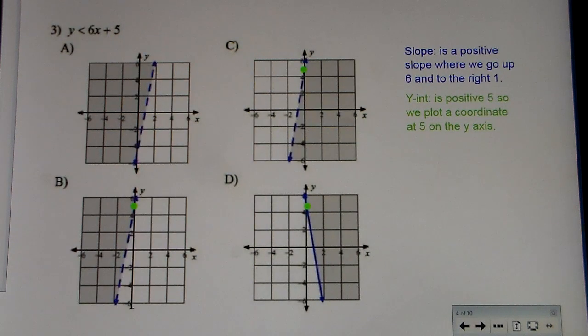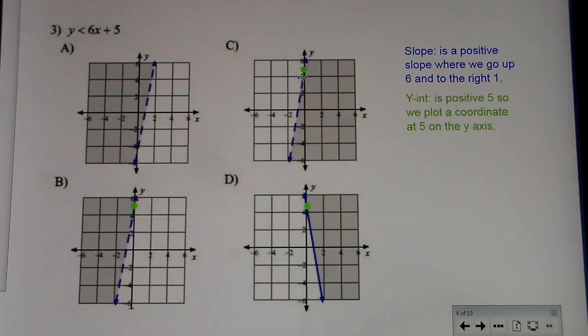Let's move on to number 3. Number 3, our y-intercept is positive 5, so A is automatically eliminated. But C, B, and D, they're all positive 5. Now our slope is a positive 6, so C and B, they both have a slope of positive 6, so that looks good. But in D, you have a slope of negative 6, so D is also eliminated. We look at the inequality. That says it's a dashed line. Both B and C, they're both dashed lines.